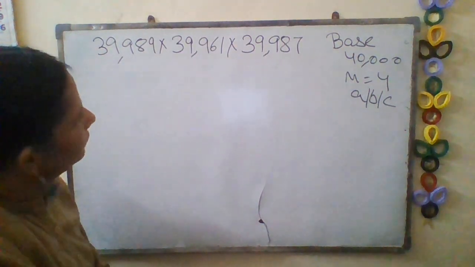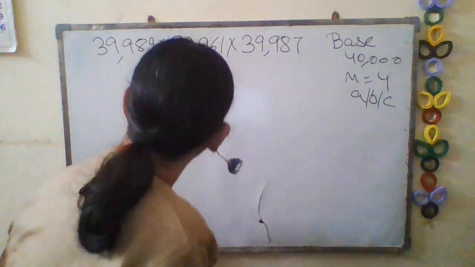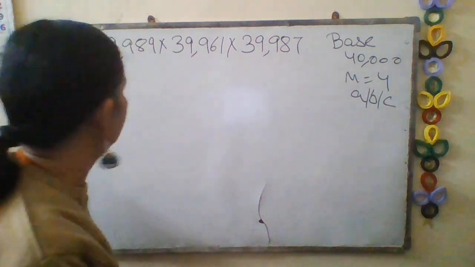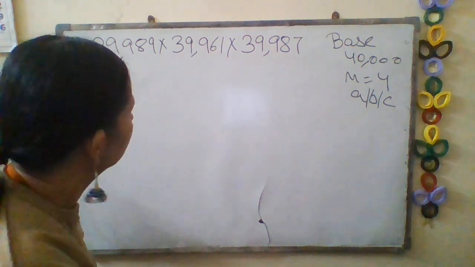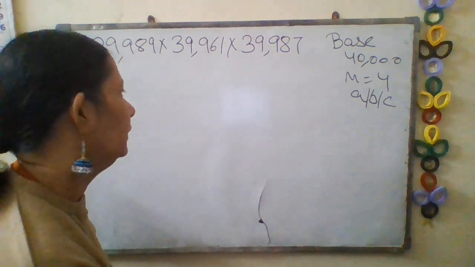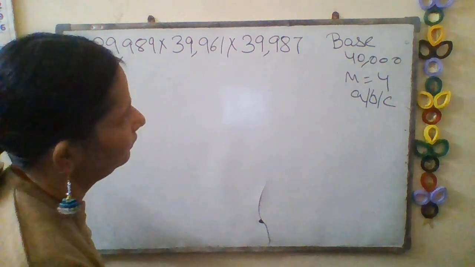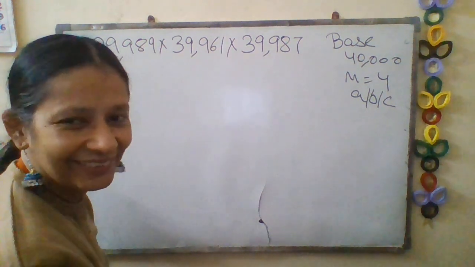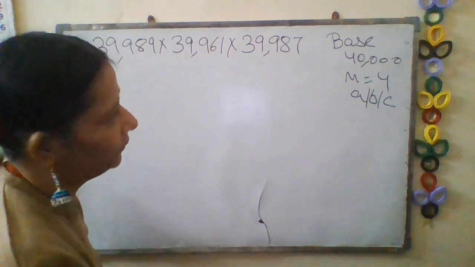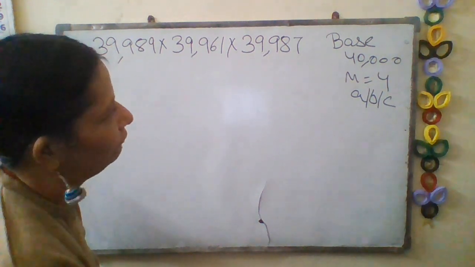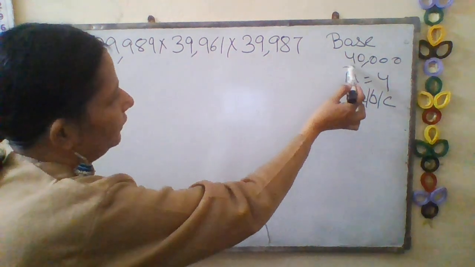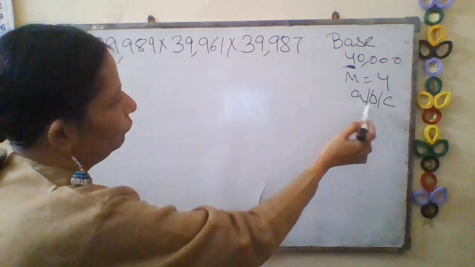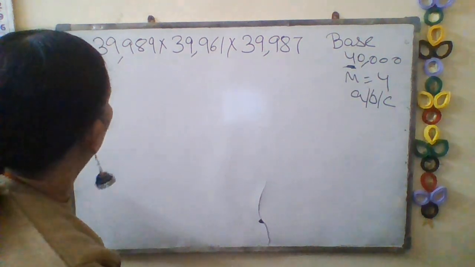Now you look at this question. 39,989 multiplied by 39,961 multiplied by 39,987. This is also difficult, okay? And the base here is, you can clearly see, 40,000. So your multiplier is this first digit 4, and you have to find out A slash B slash C.